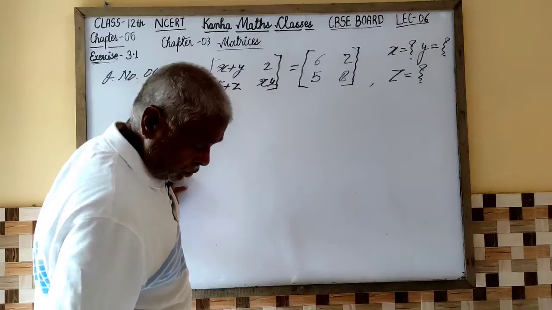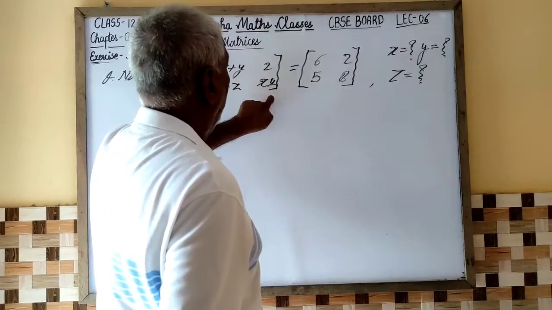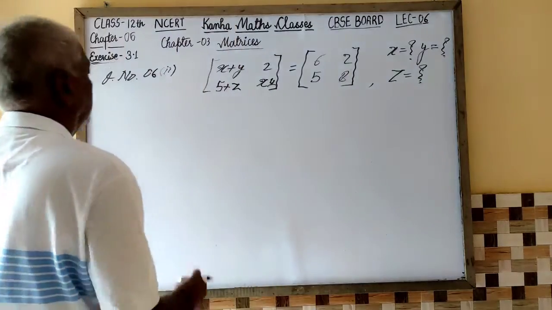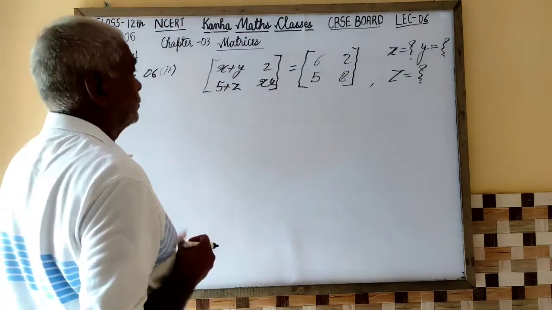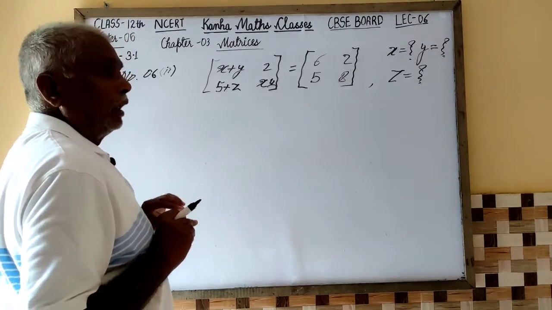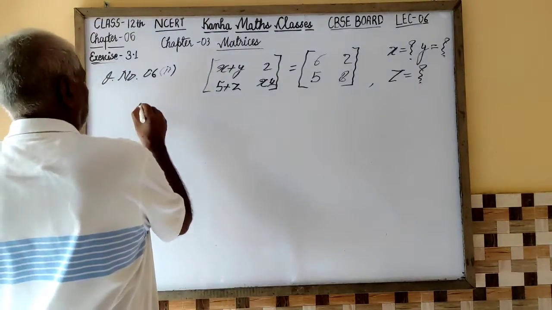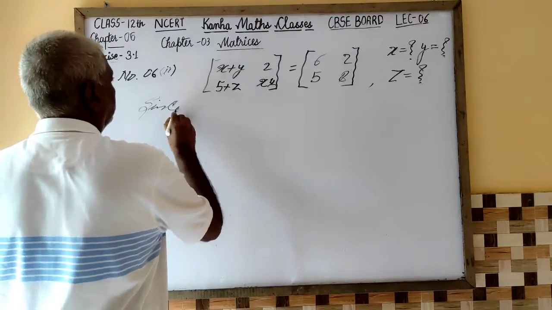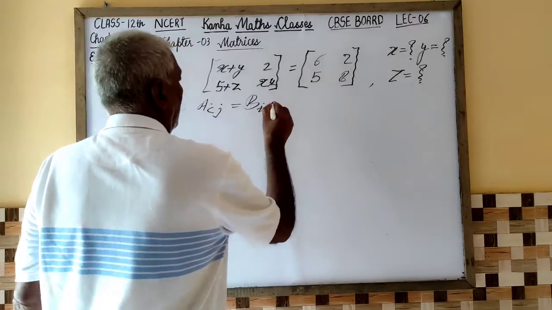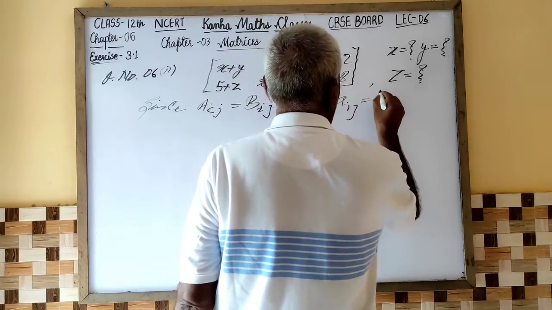In the next question, we are given two equal matrices. The first matrix has elements x plus y, 2, 5 plus z, xy, and the second matrix has elements 6, 2, 5, 8. Then the principle employed in the previous part of the question applies: if the matrices are equal and of the same order, then their corresponding elements will also be equal. The same principle lies in this question also. Since A ij is equal to B ij, this implies that A ij is equal to B ij.